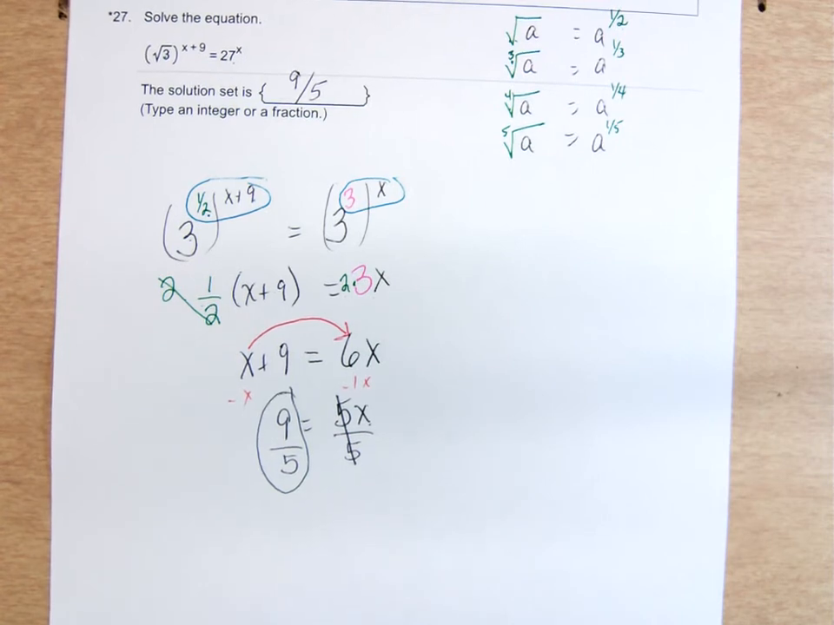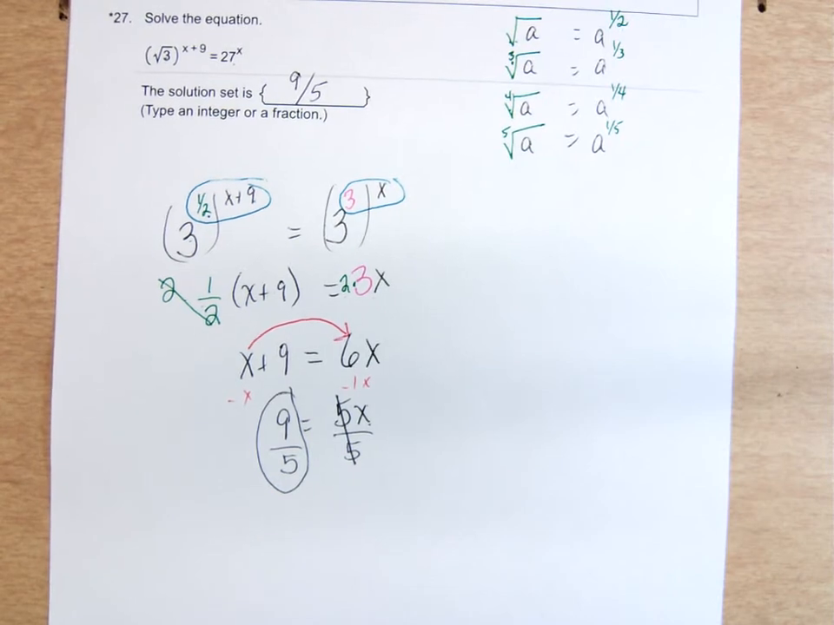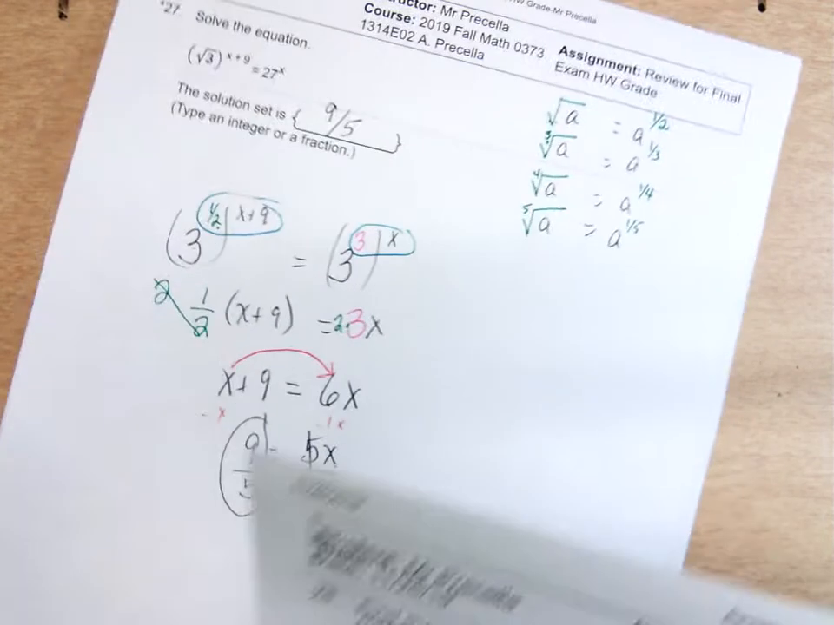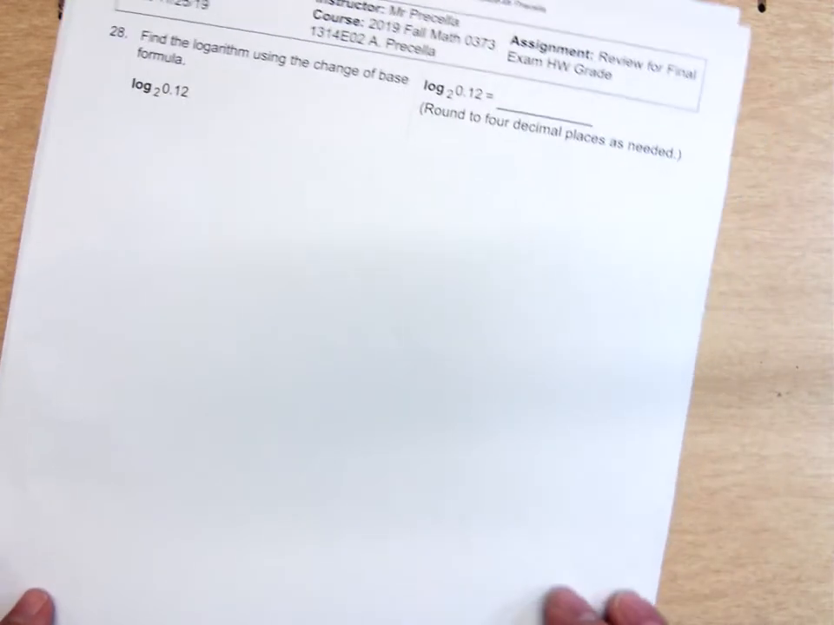Well, on the next one, I think we're going to need a calculator. Let's see, which one's the next one? Yeah. Problem number 28. It says, find the logarithm using the change of base formula. Well, I think I'm going to use my phone calculator just because that's what shows here. Okay.